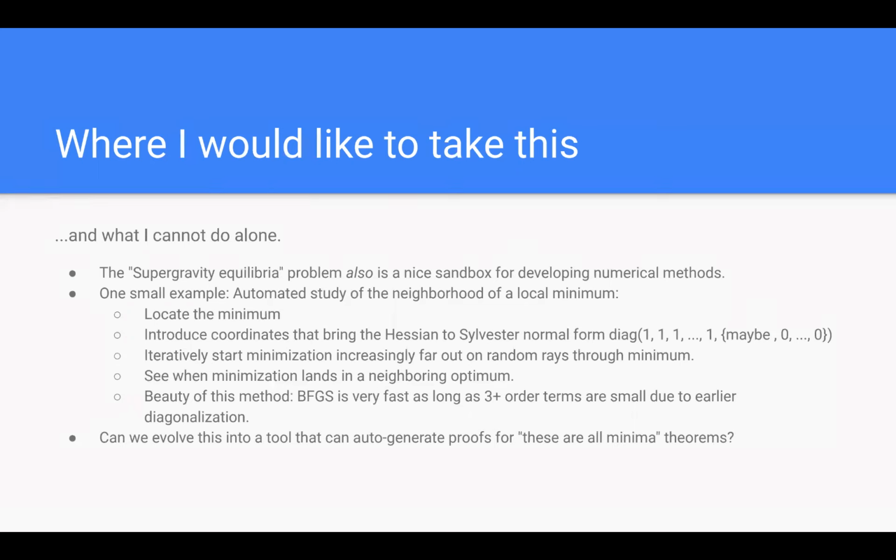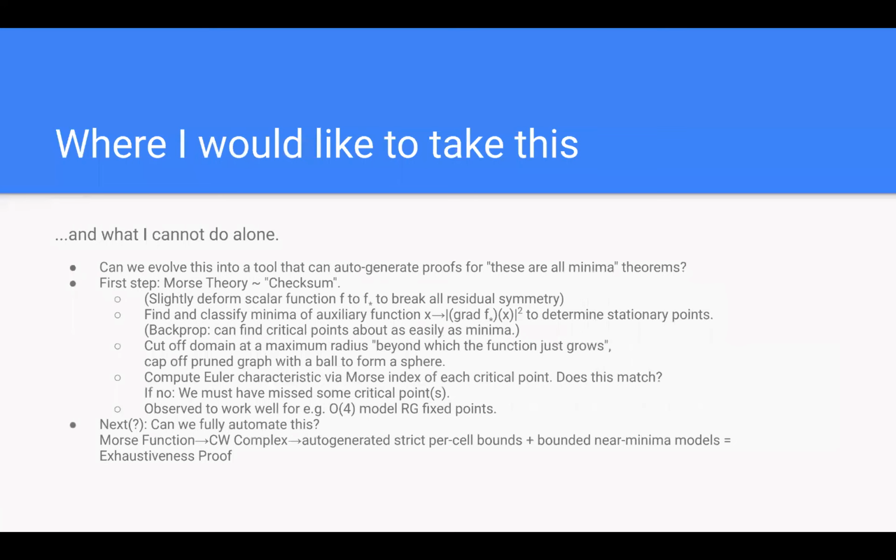So the question I would like to pose is whether we can evolve this strategy into a tool that can auto-generate proofs of the form: well, we have this complicated function, and here are all the minima, demonstrably all the minima of this function of many parameters. So the first step for such a program, I think, would be to evolve it into something that can give us checksums, which can detect if we missed some solutions.